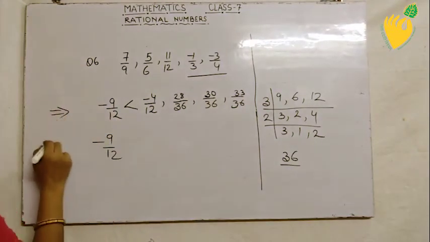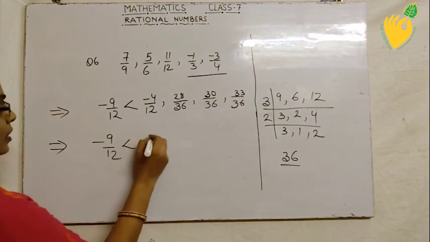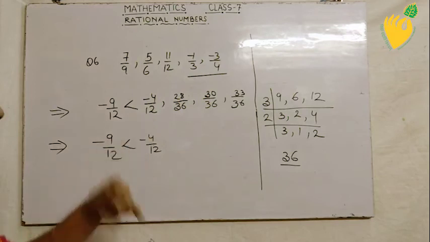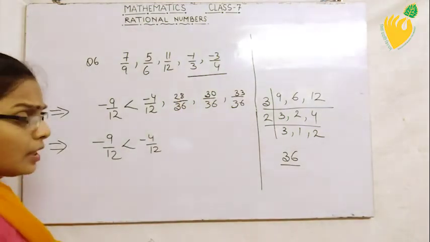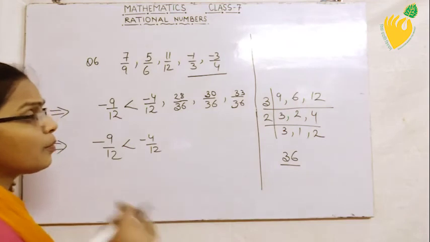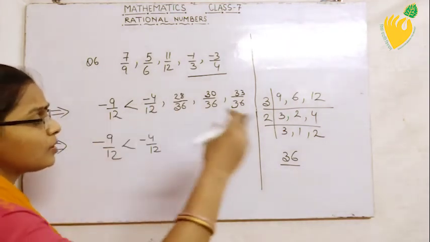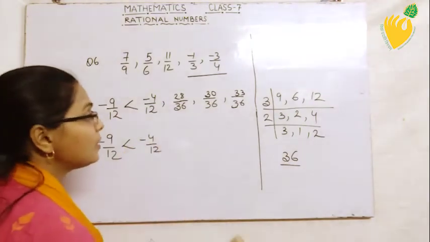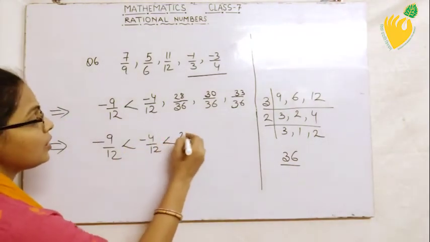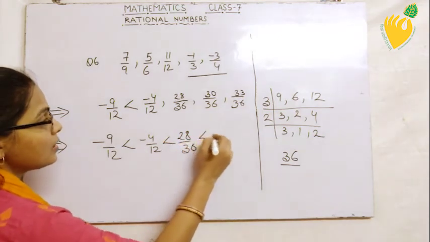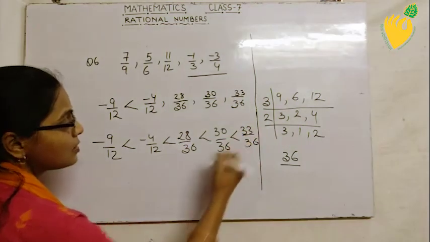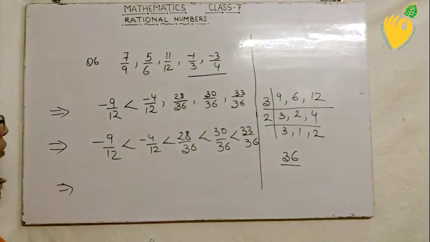We have already decided these two rational numbers, minus 9 upon 12 and minus 4 upon 12, which one is the smaller one. Now students, the concept is just opposite for the positive rational numbers. As we move away from 0 towards the right side of the number line, the number becomes greater and greater. So this one is the smallest, 28 upon 36, then 30 upon 36 and then 33 upon 36. Now students, you have to write the original form of these numbers.